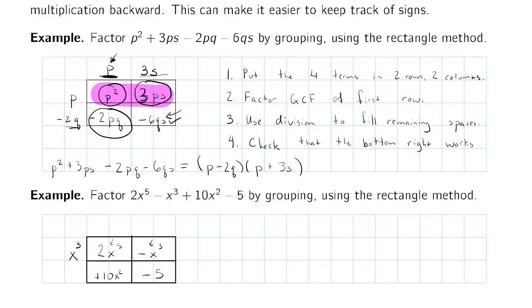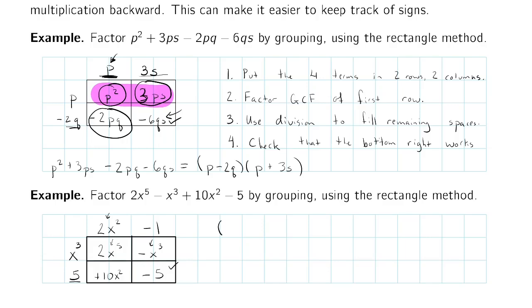X to the 3rd times what gives me 2x to the 5th? Well, I need a 2 and 2 more x's. X to the 3rd times what gives me negative x to the 3rd? Well, that's just a negative 1. 2x squared times what gives me 10x squared? Well, that must just be a 5. And then I'll confirm negative 1 times 5 is in fact negative 5.